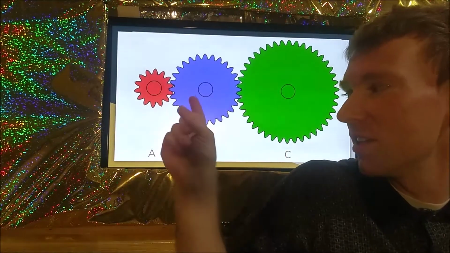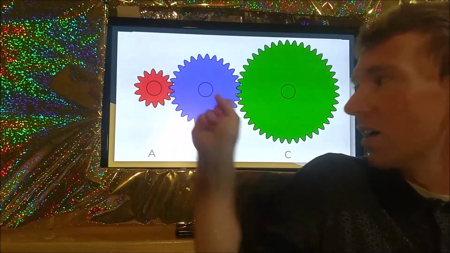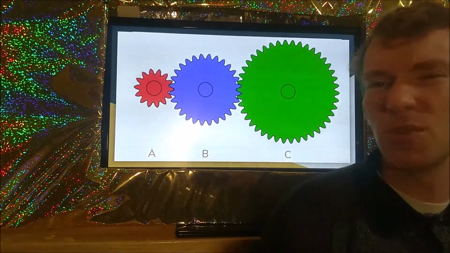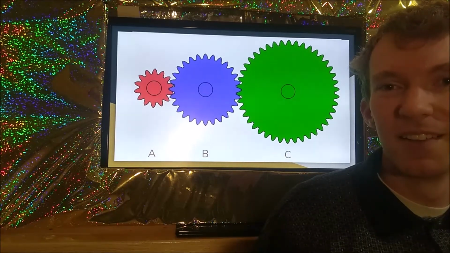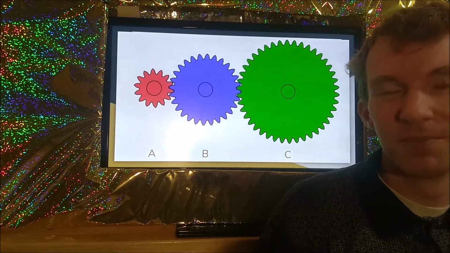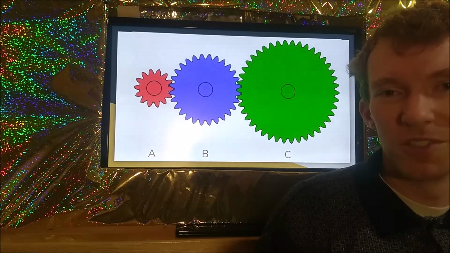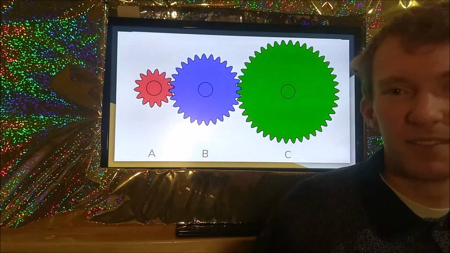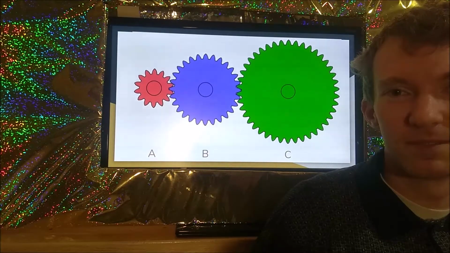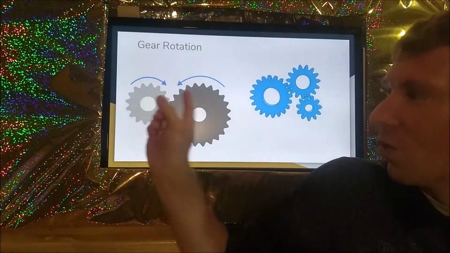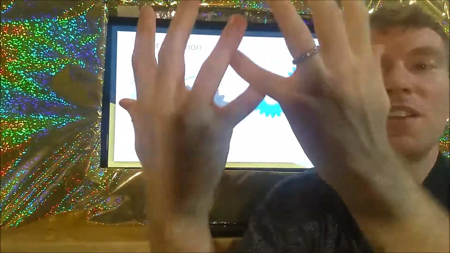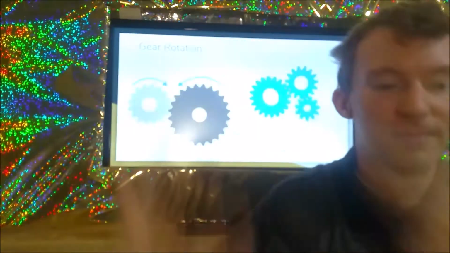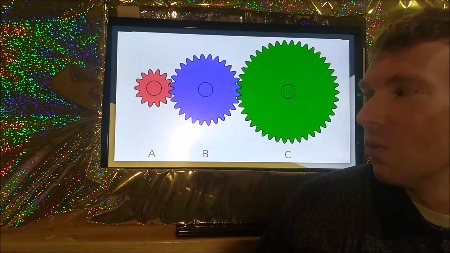For example, what do you see here? You have gear A, you've got gear B, you've got gear C. What do you see? They're different colors, yeah. One's bigger than the other? Yes, yes. Oh, one's going in a different direction than the other? Ooh, good eye. Yes, one is going in a different direction than the other, just like our hands. If you look at my hands, one is going in a different direction. What else do you see?